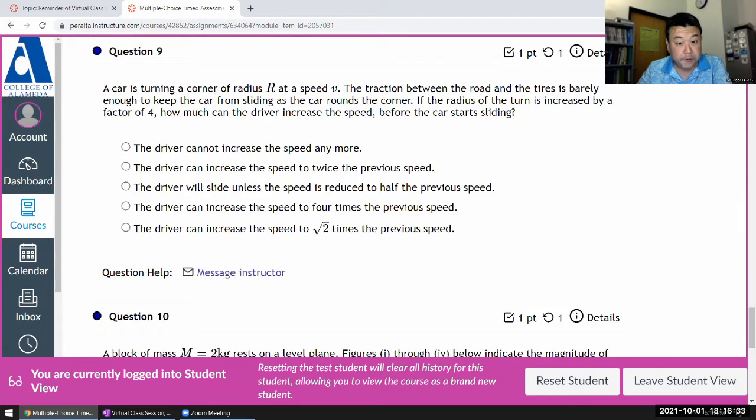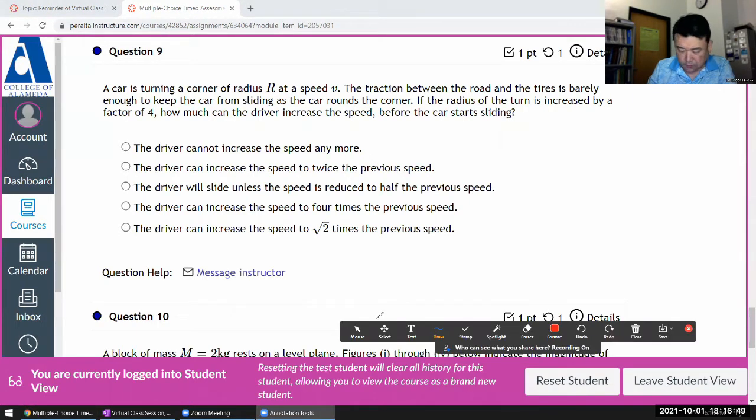A car is turning a corner. Traction between the road and the car is barely enough. Radius of turn is increased by a factor of 4. Oh, yeah, I gotta write this up. So the whole language about barely enough, what it's getting at is basically this. When you work through the force implications, it comes down to you have this expression for centripetal acceleration, v squared over r, and all that description comes down to is that this acceleration is kept constant.